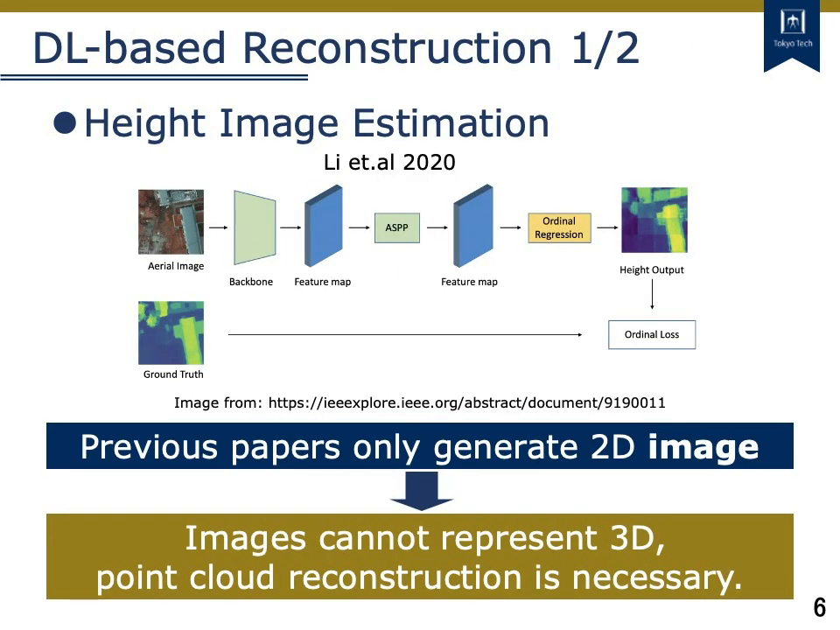Here, I will talk about deep learning-based 3D reconstruction from single image. In the computer vision domain, generative adversarial networks are widely used for image translation tasks. A method for converting aerial photo to height images using image translation was proposed. However, since the output is in the form of an image, the 3D detailed structure cannot be reconstructed. Therefore, point clouds reconstruction from images is needed.